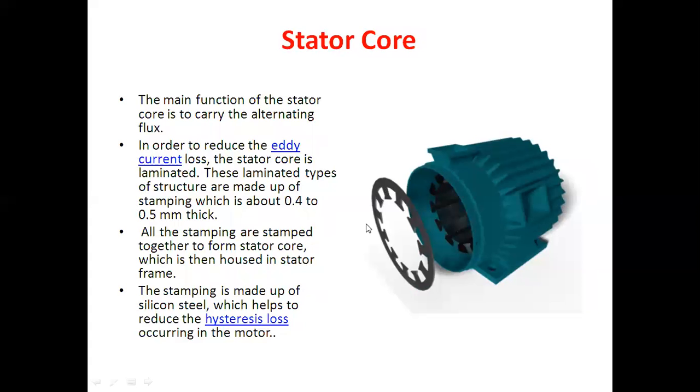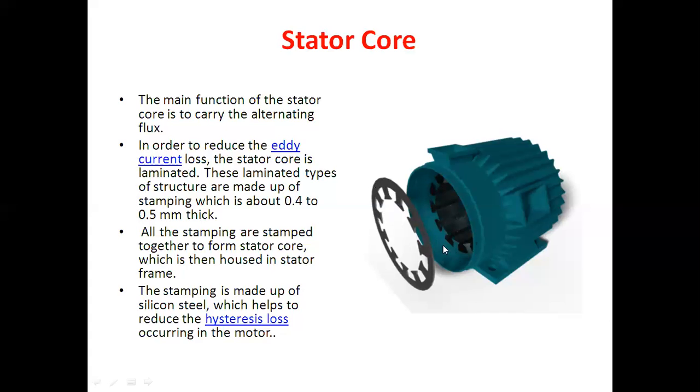The second one is the stator core. This is the portion which is fitted here, the core of the stator. The main function of the stator core is to carry the alternating flux that we have already seen. In order to reduce the eddy current loss, the stator core is laminated. This is the pictorial view of the stator core. These laminated structures are made up of stampings, which are about 0.4 to 0.5 millimeter thick.